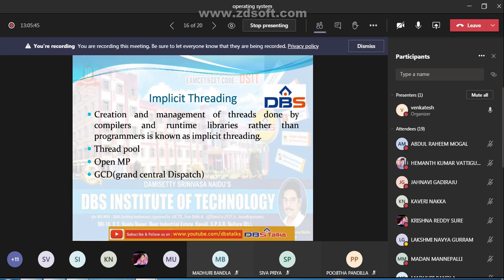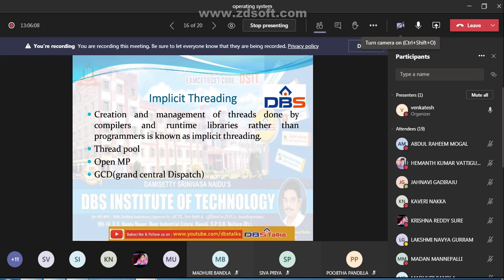The size of the three queues depends on the bit of the operating system. If we are using a 32-bit OS, the size of the three queues is 8. If we are using 64-bit, the size of the three queues is 16. The priorities of the threads in a process are assigned by the operating system. Okay. These are the implicit threading models.